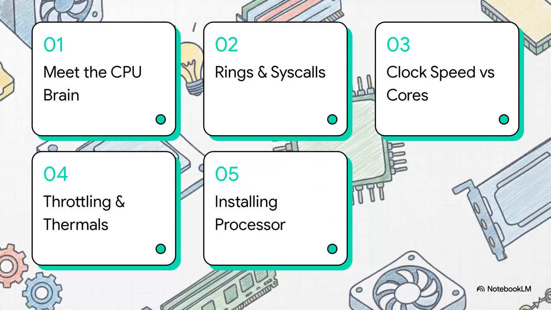Let's get started. Okay, let's dive into this. Here is our roadmap for today's zoom in, zoom out narrative. First, we'll meet the computer's brain. Then we'll zoom into rings and system calls, pull back to compare clock speed versus cores, tackle throttling and thermal limits, and finally, walk through installing your processor.